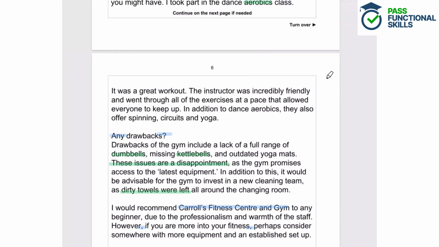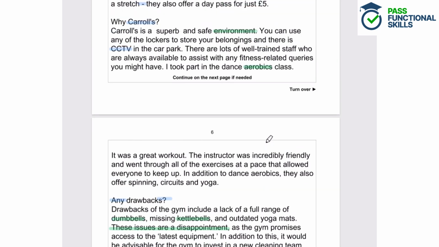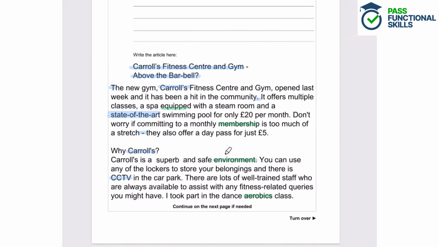Remember that spelling, punctuation and grammar are really important because they carry quite high marks and they help you to ensure that all of your writing makes sense. So make sure that you practice and that you familiarise yourself with how to use a range of punctuation effectively.